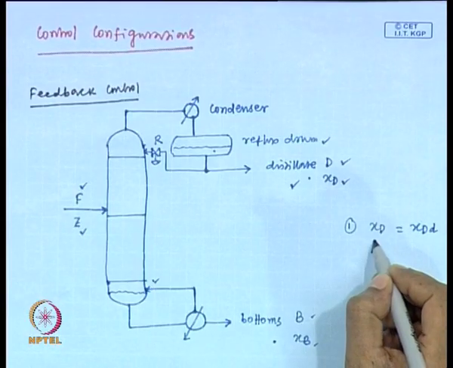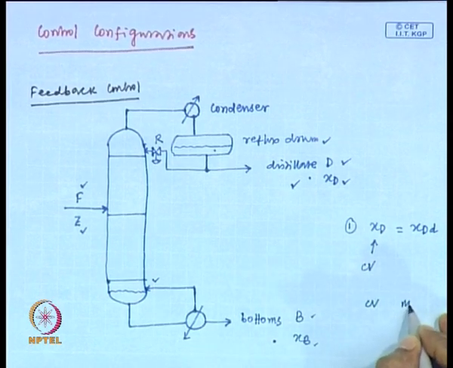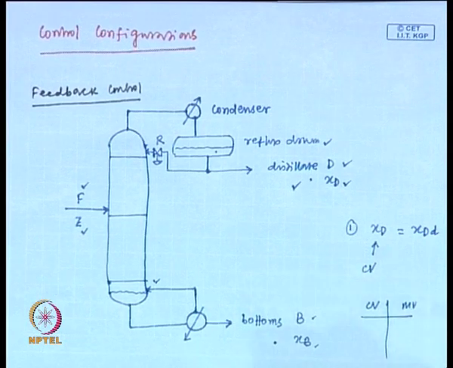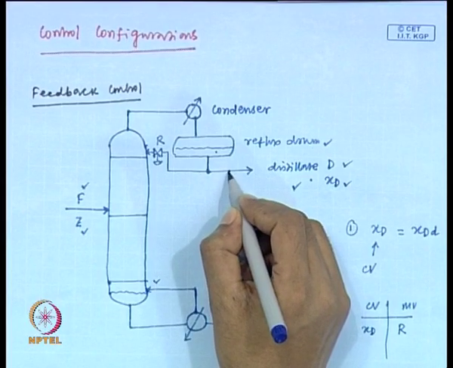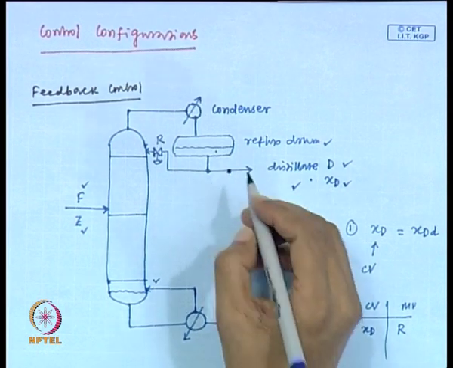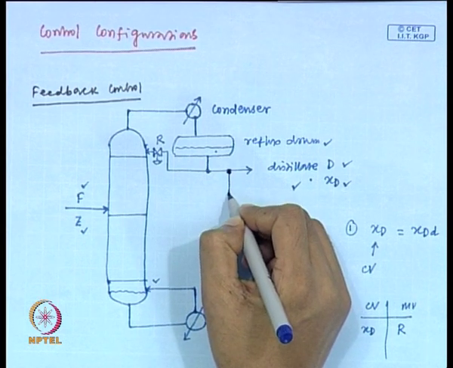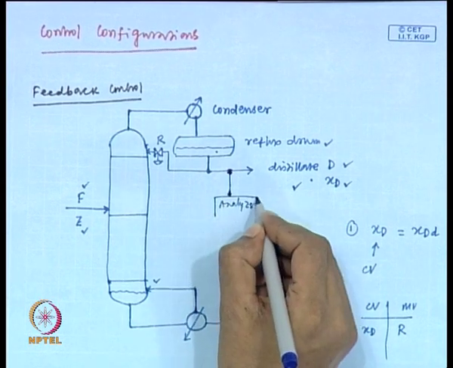If this is our control objective, that means this is the control variable. So, we have to make a control variable and manipulated variable pair. If xD is the control variable, then the corresponding manipulated variable is the reflux flow rate R. Fine. Can you make the control configuration now? Yes, we can make it. Suppose here the liquid has composition xD. So, we need one composition analyzer to measure xD.